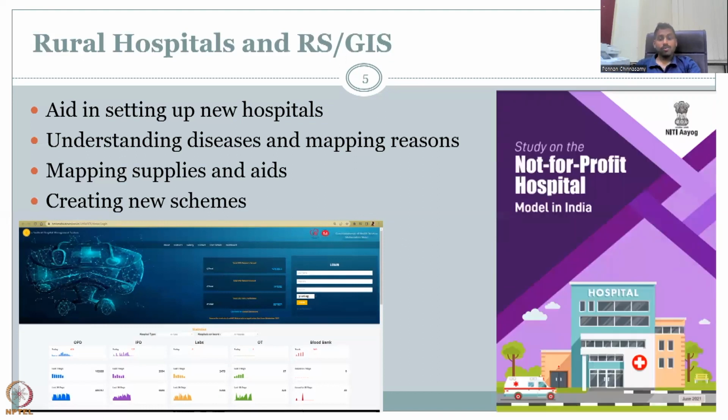So there are not-for-profit hospitals also, as per the Niti Aayog's report. And the key statement that this book also makes is that there is a need for mapping locations, hotspots, where you can put these hospitals. Again, the hospitals need power supply, need water supply. So this can be mapped on a GIS. Some remote sensing data can be used, but GIS is very, very key.